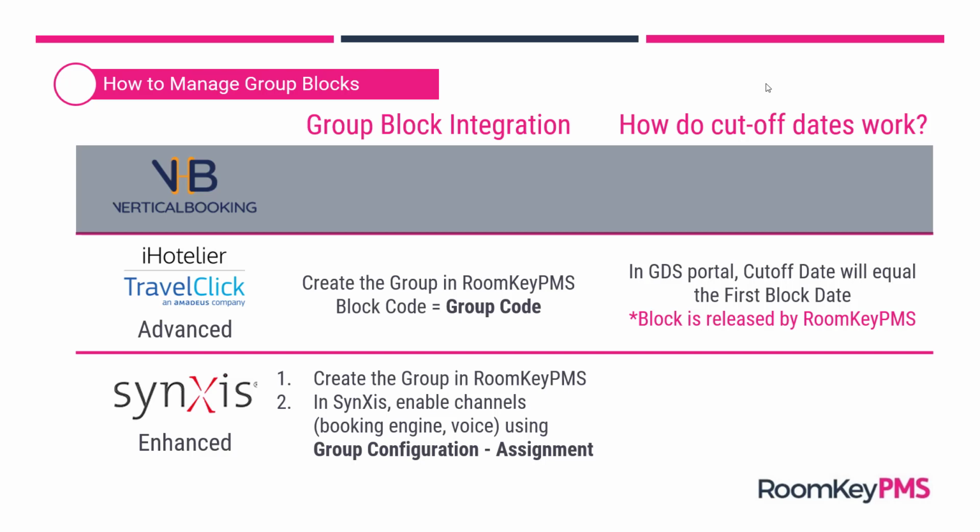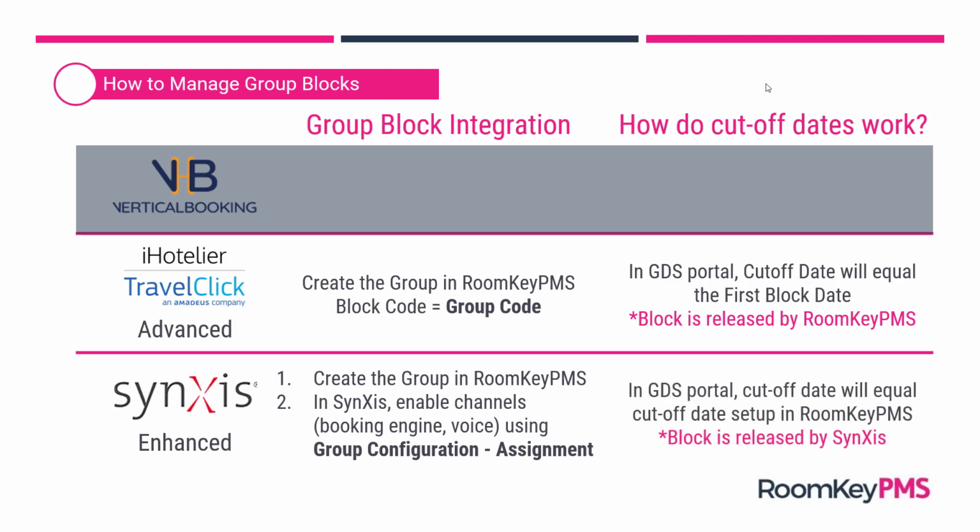Now, in SynXis Enhanced, things are a little more straightforward with cutoff dates, because whatever cutoff date you set up in RoomKey will also appear as the cutoff date in your SynXis portal. So again, if your cutoff date in RoomKey is June 1st, when you look at that in your SynXis Enhanced portal, you will see June 1st as the cutoff date. And that's because SynXis is the one that actually triggers that block release.